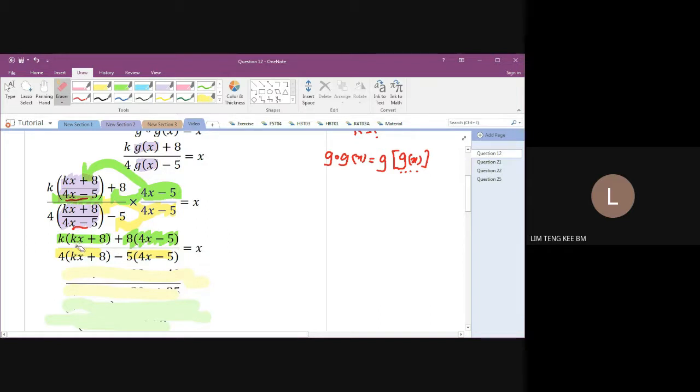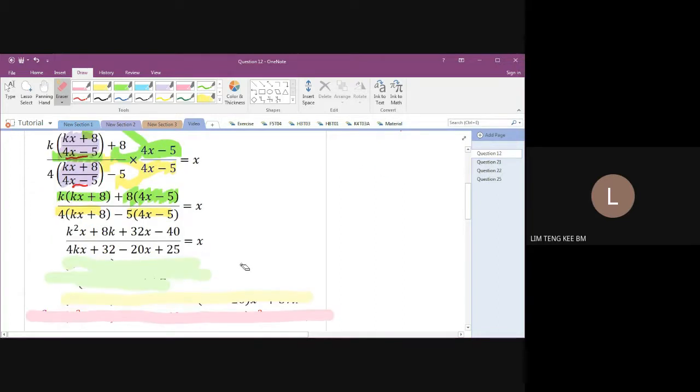The next thing I would like to do is expand the terms here. I would like to expand the k inside, the 8 inside, the 4 and minus 5 inside, and then try to find a way to do simplification. When I expand the k inside, I have k squared x plus 8k. I expand 8 inside, I have plus 32x minus 40. Same idea, when I expand 4 inside, this is the result I have. And once again, don't forget, it equals x.